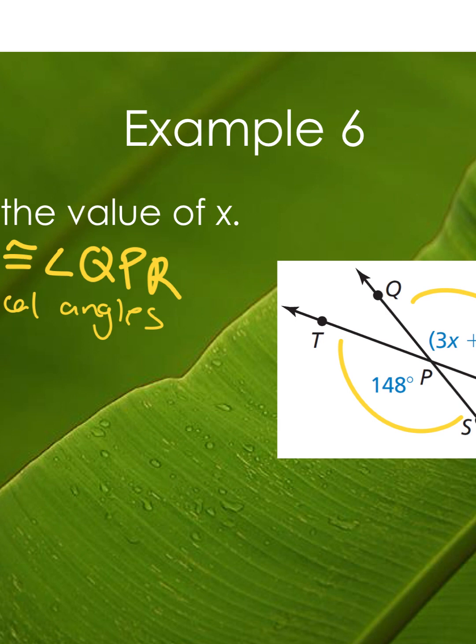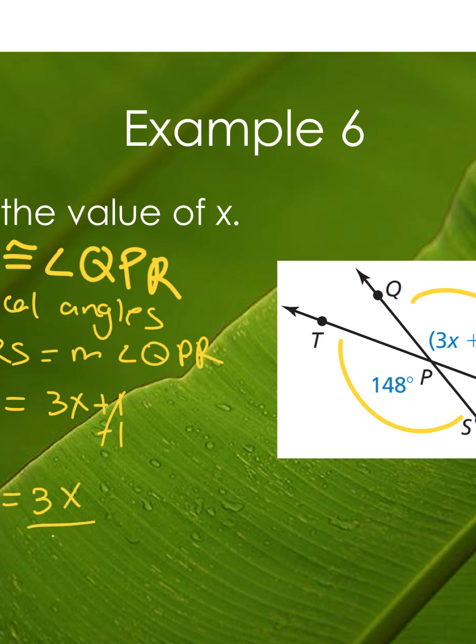Now, since the measure of angle TPS equals the measure of angle QPR, we can say that 148 degrees equals 3x plus 1. Now, here is when we subtract the 1. So we're going to get 147 is equal to 3x. Then we're going to divide by 3 on both sides to get x. And we're going to get that x is equal to 49.